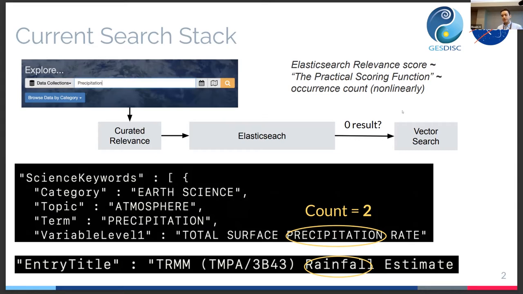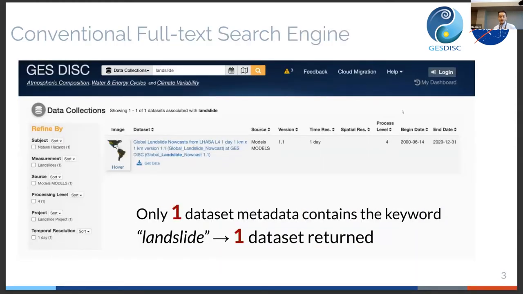For example, here in this case, Elasticsearch, the way it works is it tries to find the exact matches for the keywords, and then the ranking is based on some sort of score, for Elasticsearch this practical scoring function. But more or less, all of these are based on the frequency of the query within the metadata. This is our search engine looking for data for a search query of landslide, and our search just returns one data set. You can imagine we have more than 1500 data sets, but just because one of the data sets is tagged with landslide, it's being returned.